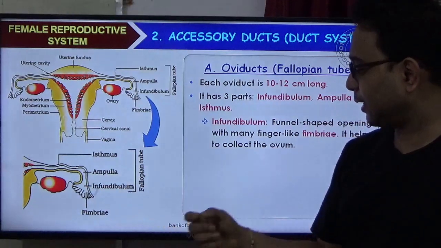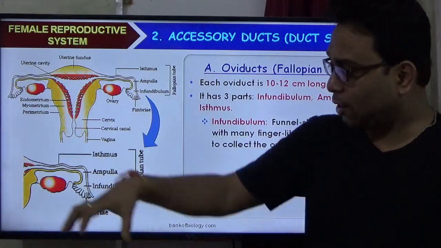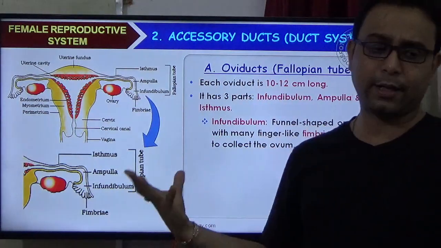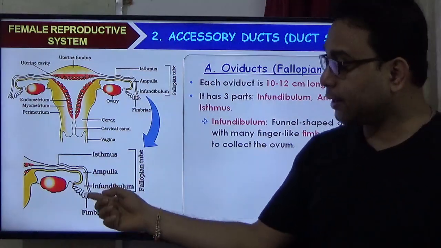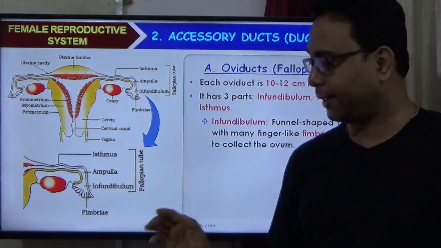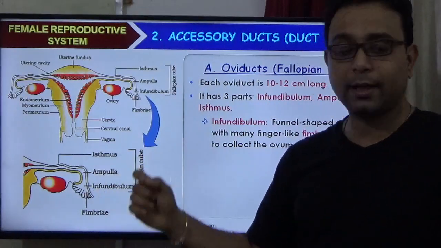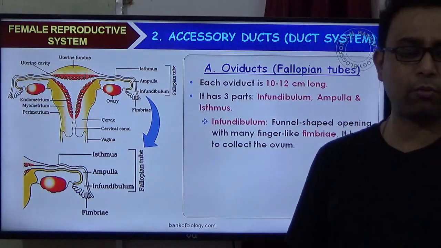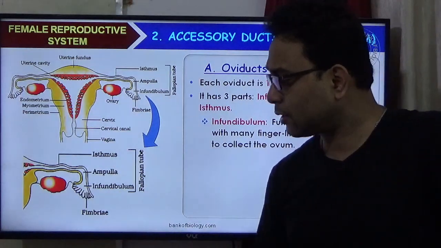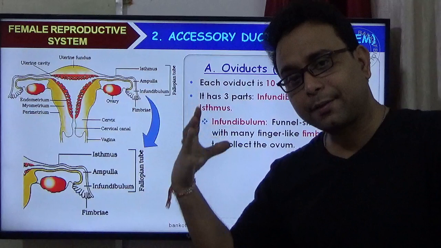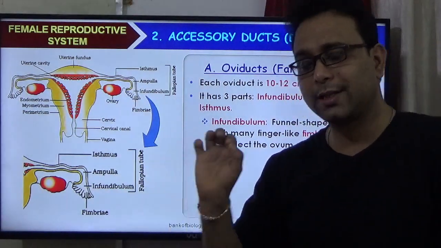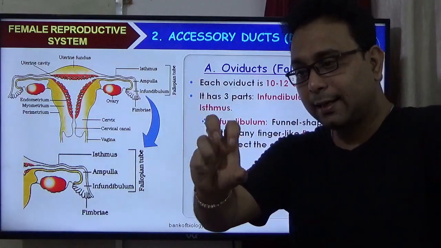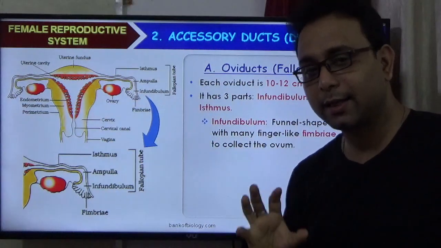So number one is the infundibulum. It is a funnel-shaped structure. At the opening or the exit side there are finger-like projections called fimbriae. But what are the functions of the fimbriae? This one is the ovary. After maturation, after ovulation, the ovary releases the secondary oocyte. With the help of the fimbriae, they take up the secondary oocyte.